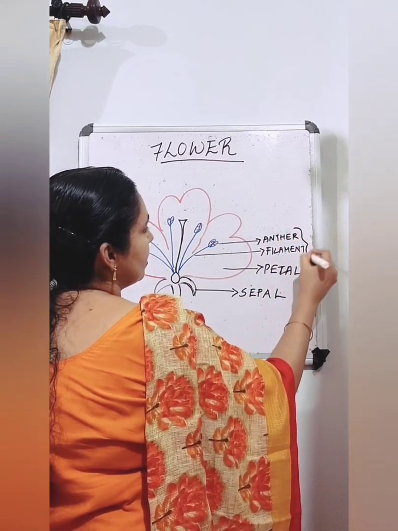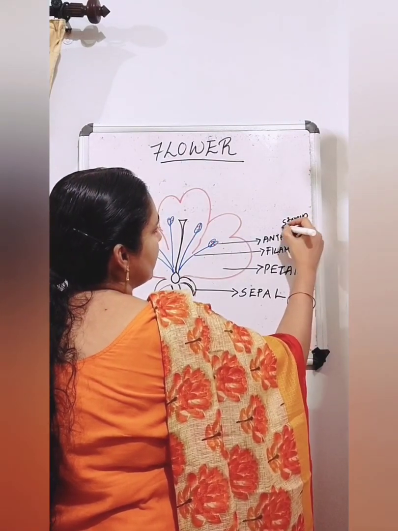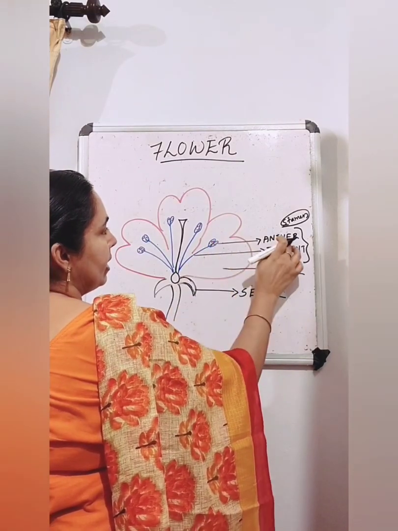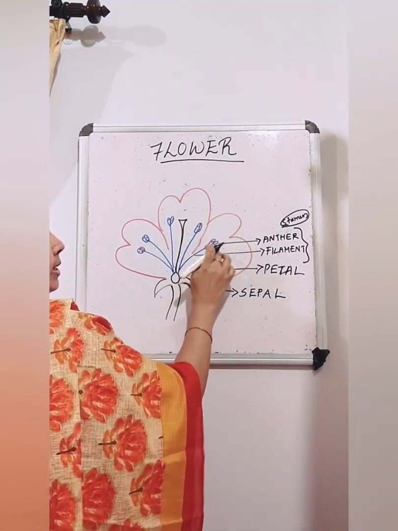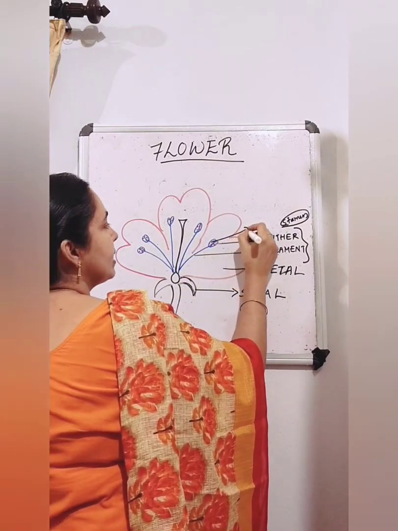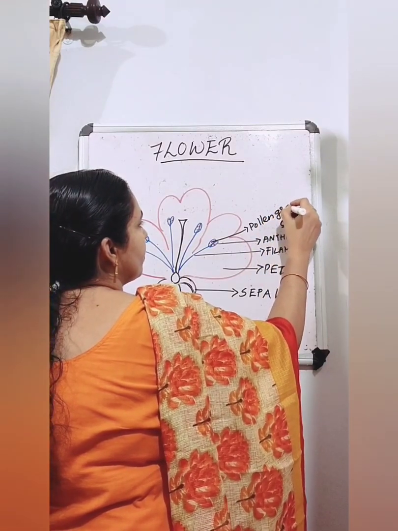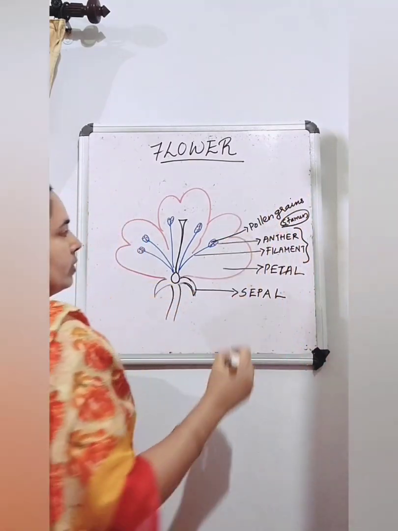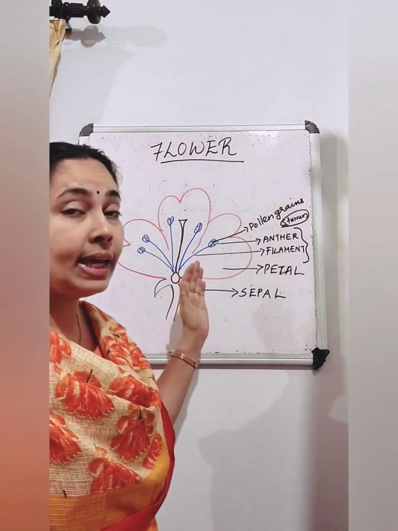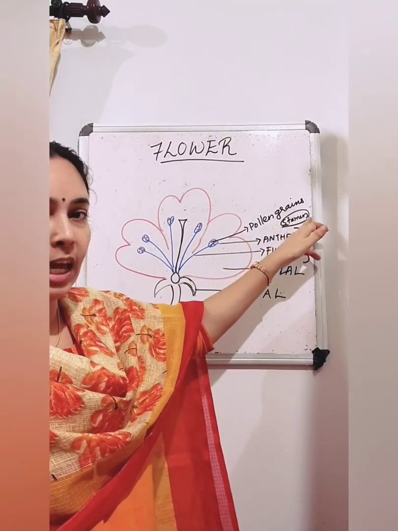And together this is called as what? Stamen. So which are the two parts of stamen? Filament and anther. And yellow powder-like structures are present inside the anther. And that powder-like structures are called pollen grains. Okay. Is it clear? So this is the male reproductive part. Male reproductive part of a flower is stamen.